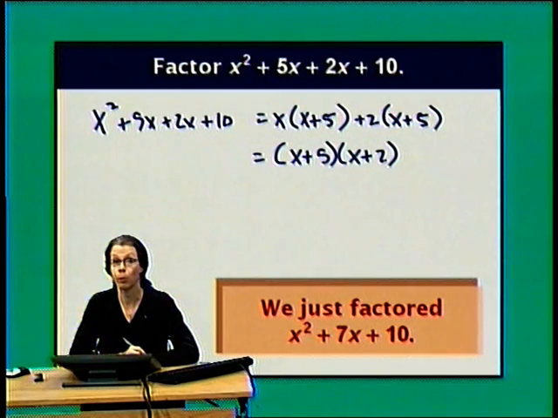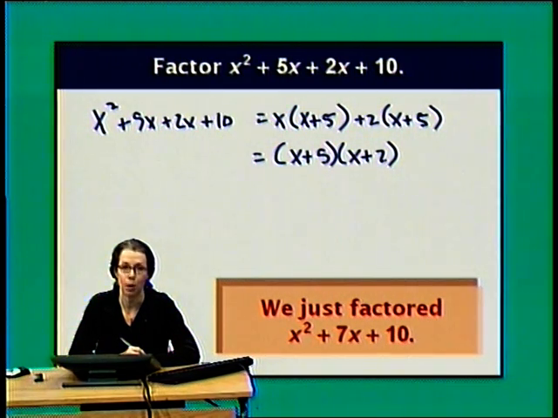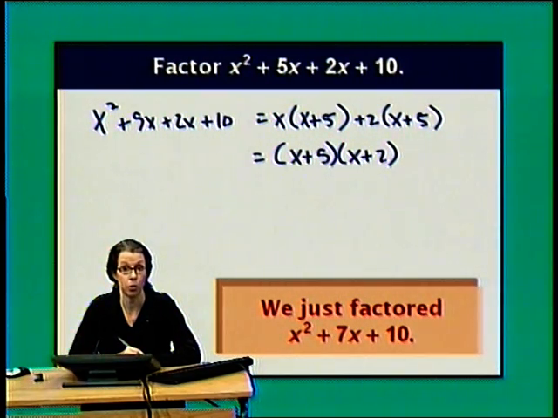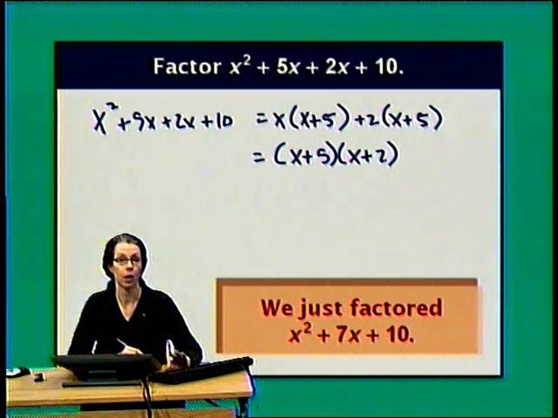Well, notice that what we really just factored was x squared plus 7x plus 10. 5x plus 2x equals 7x. In Lesson 9, we factored this trinomial using a guess and check method. Well, let's think about what happened here. We rewrote the 7x using a 5x plus 2x. 5 plus 2 equals 7. But there's something else about 5 and 2. 5 times 2 equals 10. So we rewrote the linear term using factors of 10 that added to 7. Let's try this again.